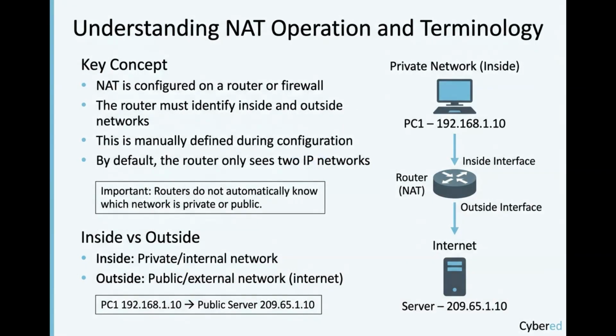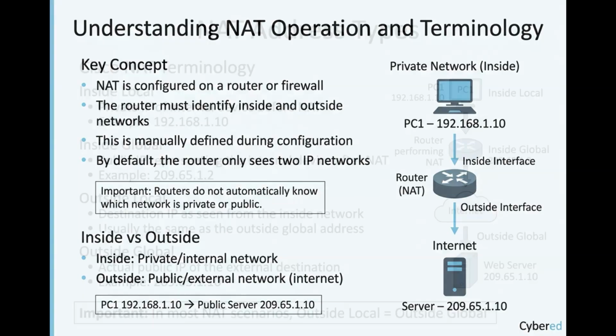When configuring NAT on a Cisco router, we must understand how the router identifies which addresses belong to the private network and which belong to the public network. By default, a router simply sees two different IP networks. It does not automatically know which is inside or outside. We must define this during configuration. To understand NAT, we identify two main perspectives: inside, the private internal network; outside, the public external network, the internet. If PC1 sends traffic to a public server, NAT terminology becomes important.